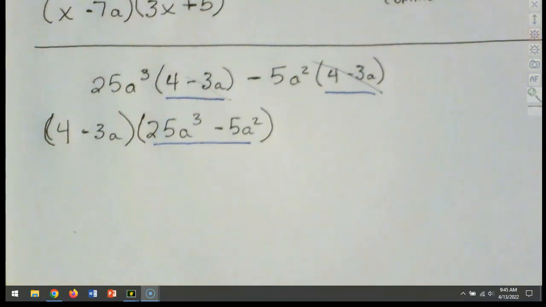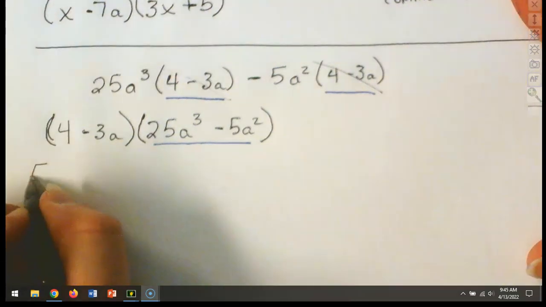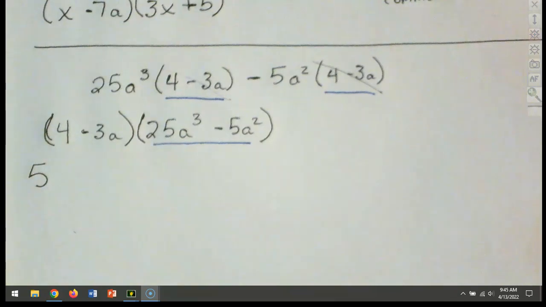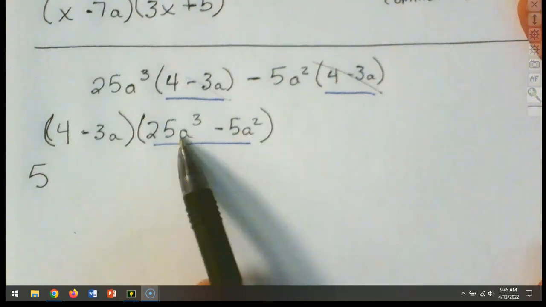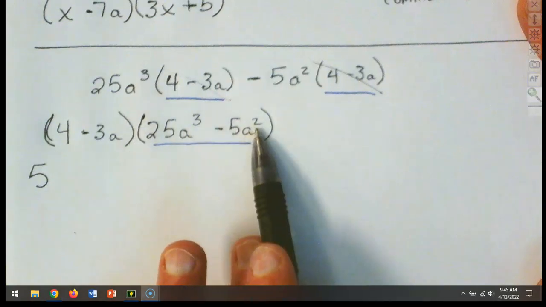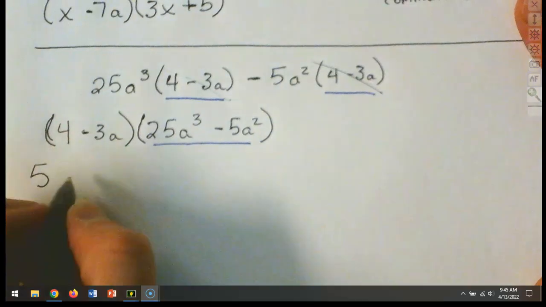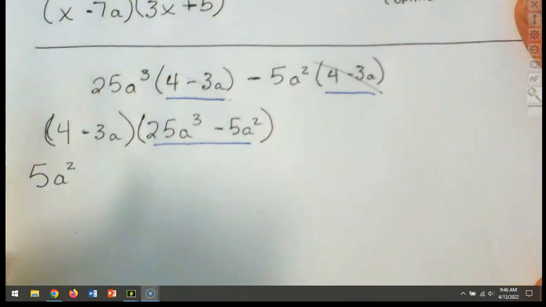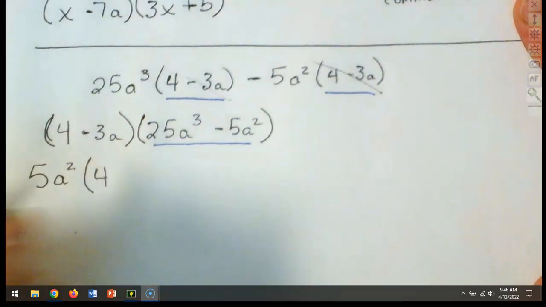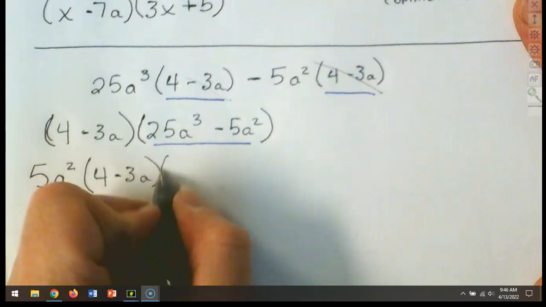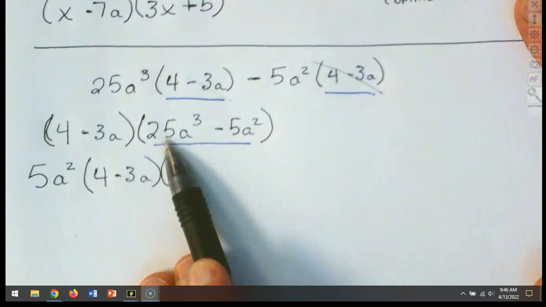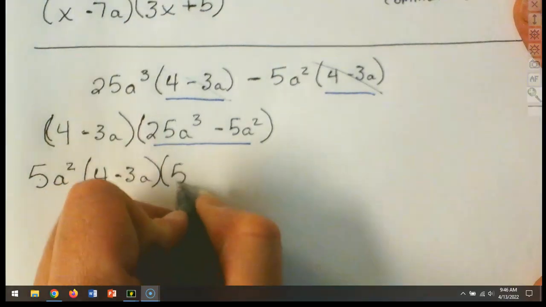So a 5 and a 25, what do they have in common? They have a 5. And I'm going to write that out in front of everything. So that goes out in front of all of it. And what else do they have in common? They have a's, and our smaller power is a what? Squared. So a 5a squared is going to come out. Now what's left over? Nothing came out of the first piece, so that's a 4 minus 3a. And what about out of the second piece? What came out of here? 25 divided by 5, that's a 5.